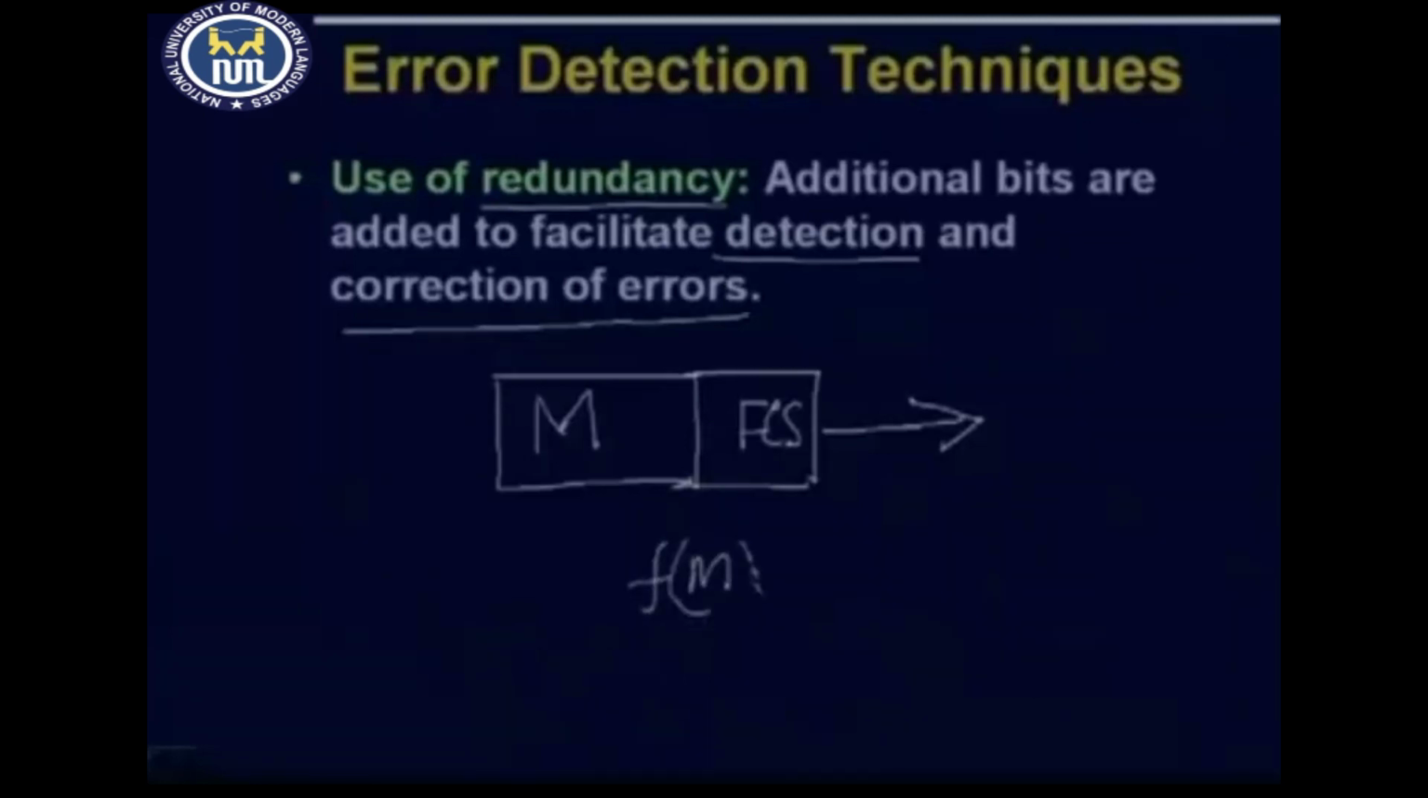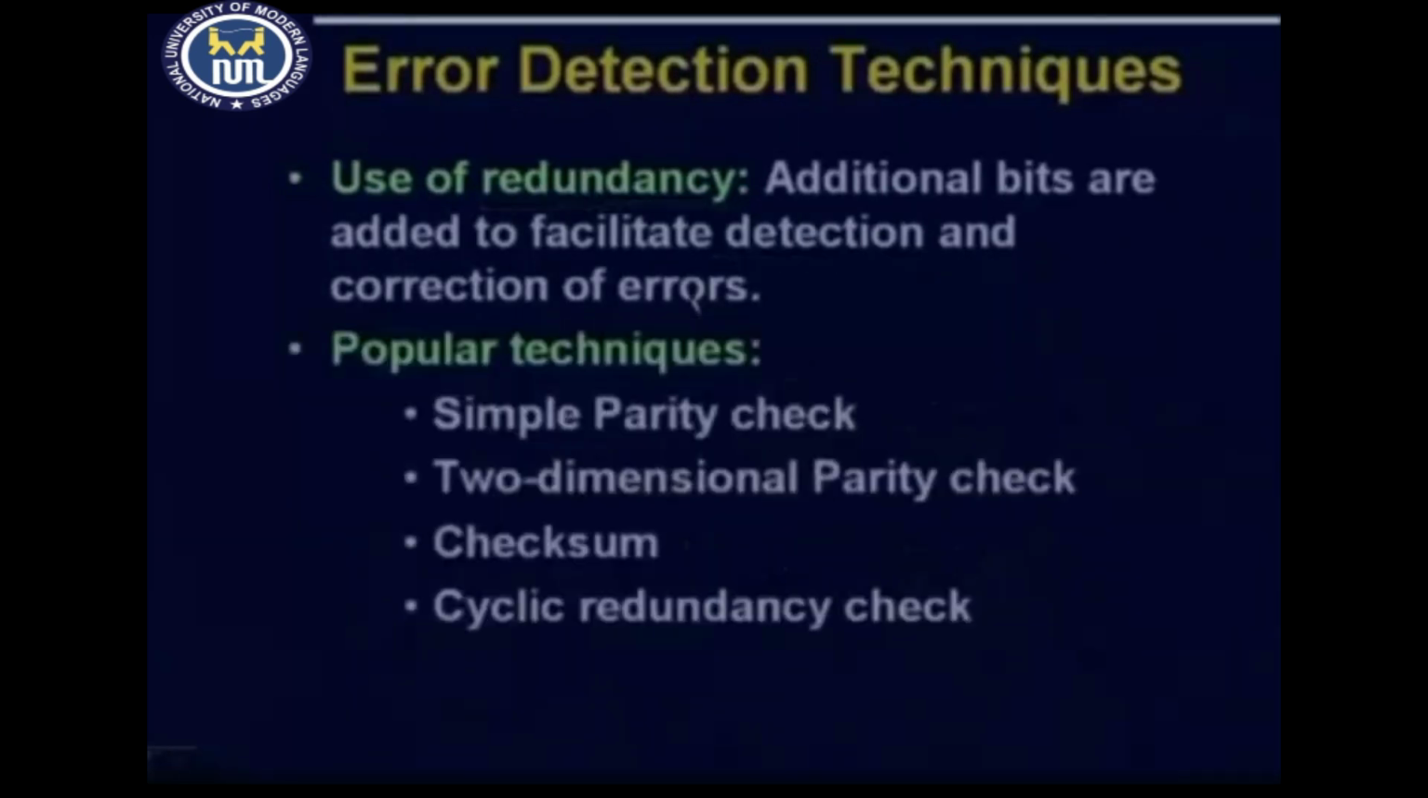Obviously this FCS is a function of the message. FCS will be dependent on the message. So this frame check sequence will be calculated based on the message, and then it is sent to the receiver, and the receiver will check the message and the frame check sequence to detect if there are any errors.